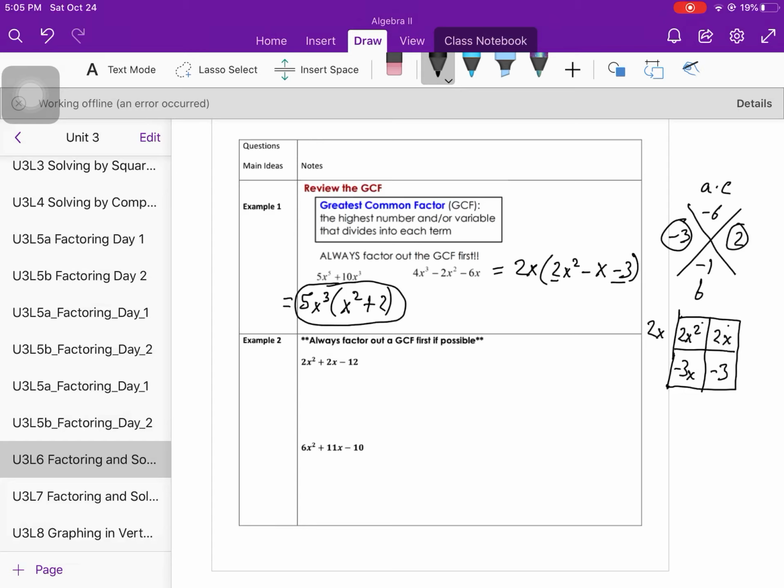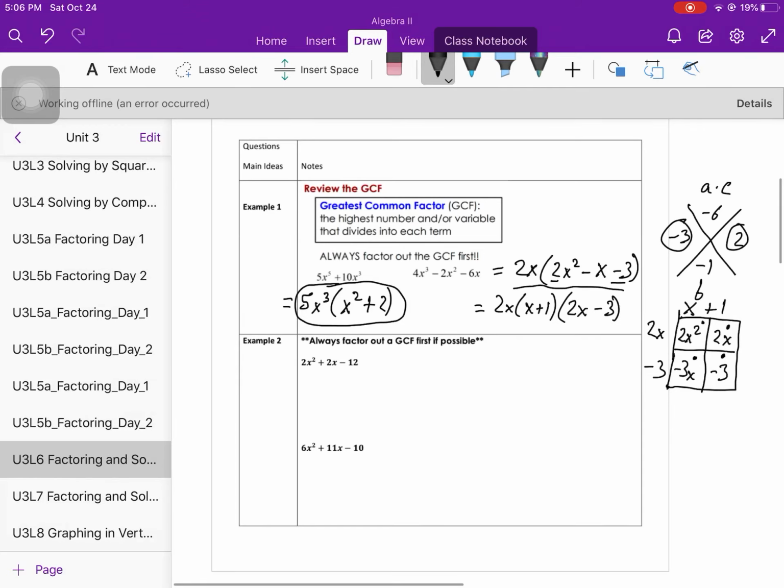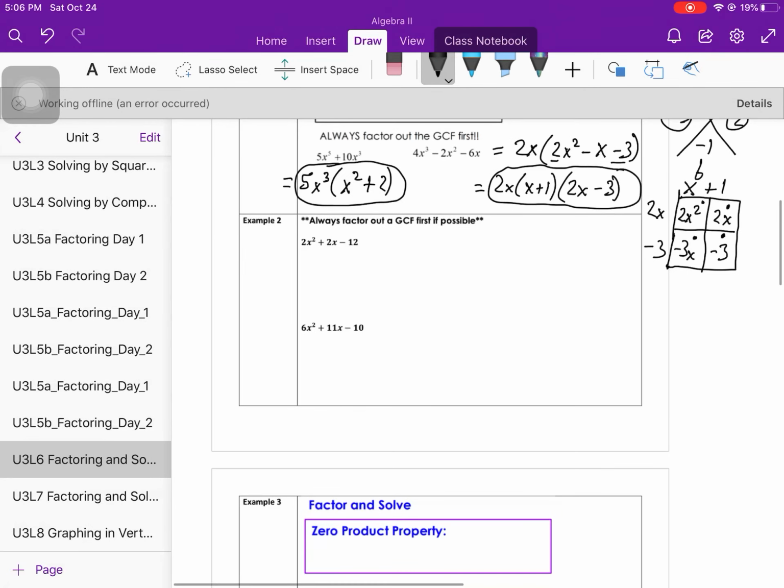For the first pair, going left to right, I can take a 2x. For these two, both have a negative 3 in common. Now going up and down, 2x squared and negative 3x only have an x in common. And 2x and negative 3 don't have anything, so the biggest thing we can pull out is a 1. It's a positive 1, so it's x plus 1. So our final answer is 2x times x plus 1, and the side is 2x minus 3. There is our factored answer.